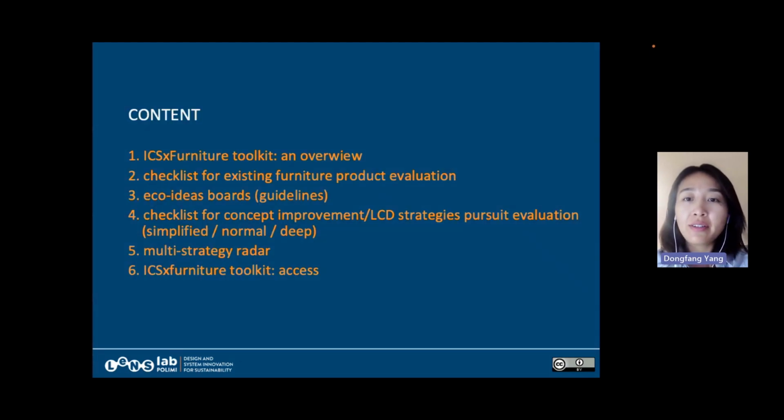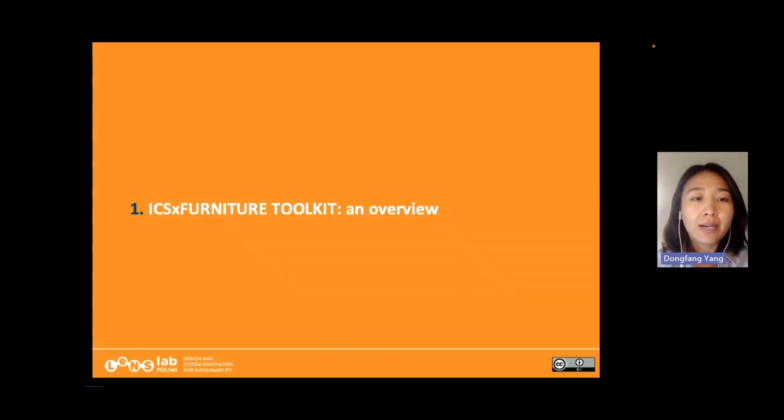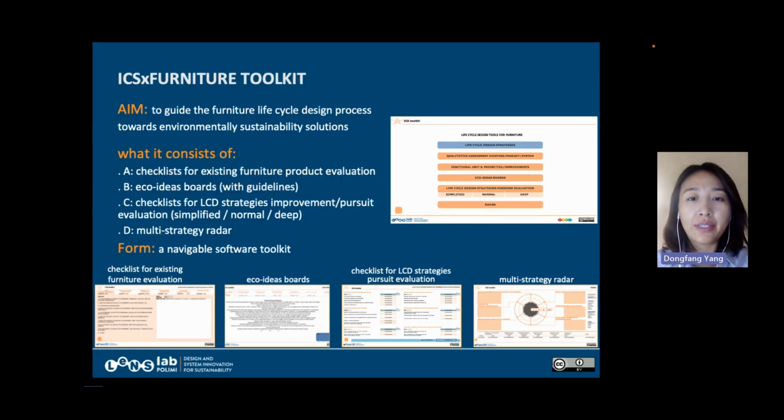First, I will give you an overview of the toolkit, including its purpose and components. Then from part 2 to part 5, I'll explain in detail each tool's goal, how to use it, and how it can be integrated into the overall furniture design process. Finally, in part 6, I'll show you how to access the tool. So the first part, the overview of the ICSfurniture toolkit.